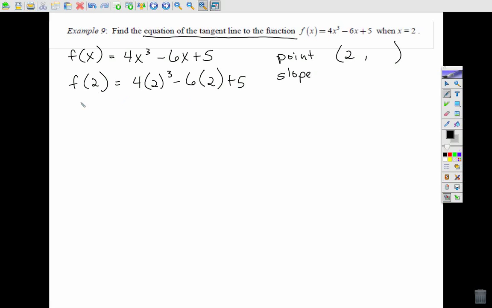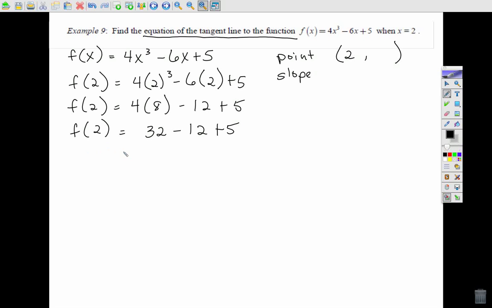So f at 2 is going to give me 4 times 2 cubed minus 6 times 2 plus 5, which is 4 times 8 minus 12 plus 5. I'm doing this all without my work having been worked out in front of me, and I'm going to mess something up, but I'm trying. 4 times 8 is 32 minus 12 plus 5. 32 minus 12 is 20. 20 plus 5 is 25. So my y value is 25.